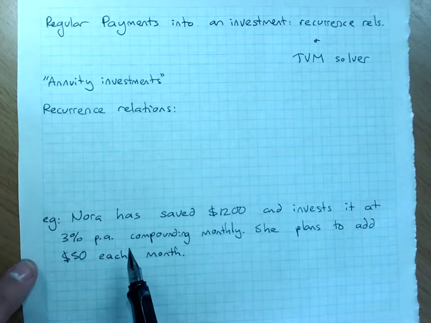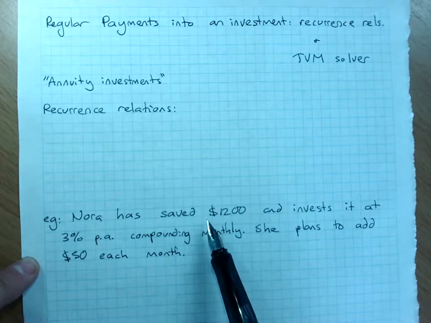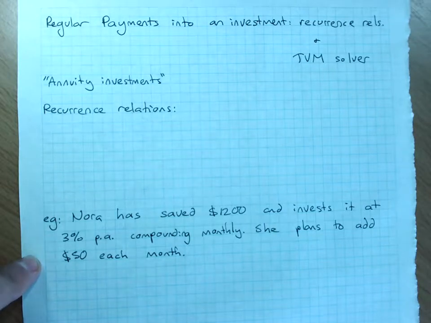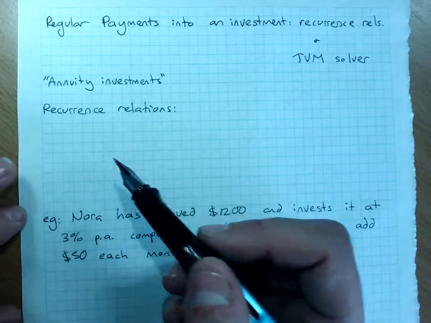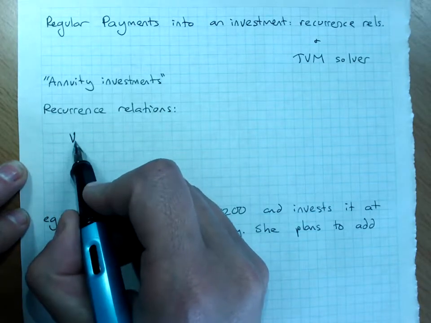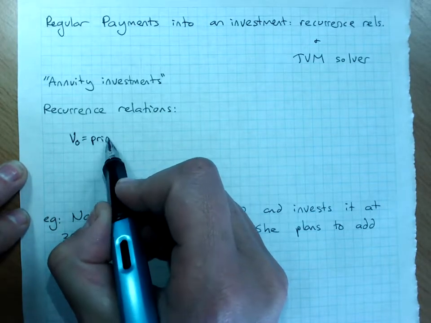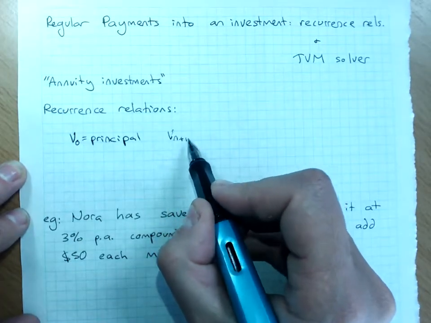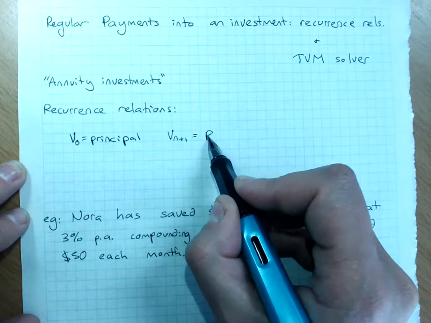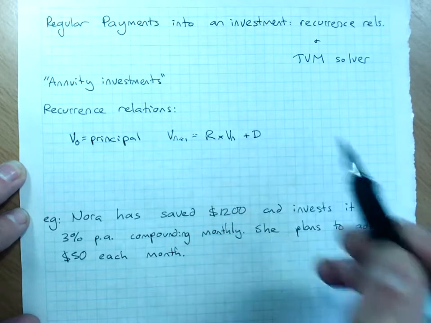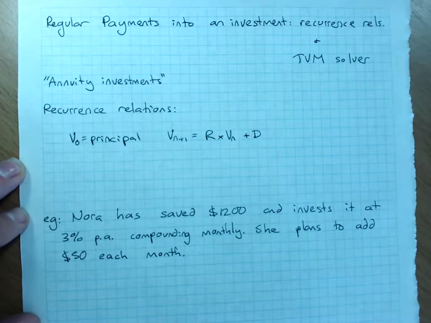So it's this sort of scenario: you've saved some money and you invest it, and then you add more money into the bank each month. So for your recurrence relationship, V0 is your principal, Vn plus 1 is R times Vn plus D. So it looks really similar to all the other recurrence relationships.